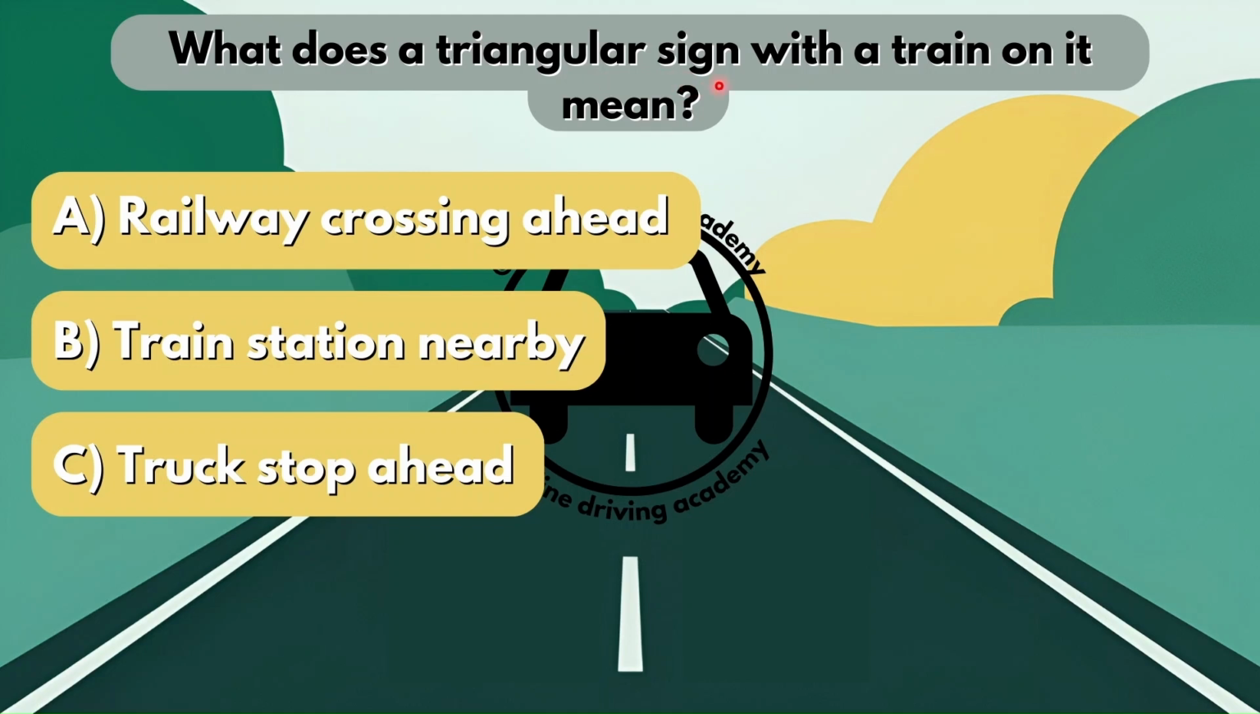What does a triangular sign with a train on it mean? Is it option A, there is a railway crossing ahead? Is it option B, there is a train station nearby? Or is it option C, there is a truck stop ahead? The correct answer here would be option A, there is a railway crossing ahead.